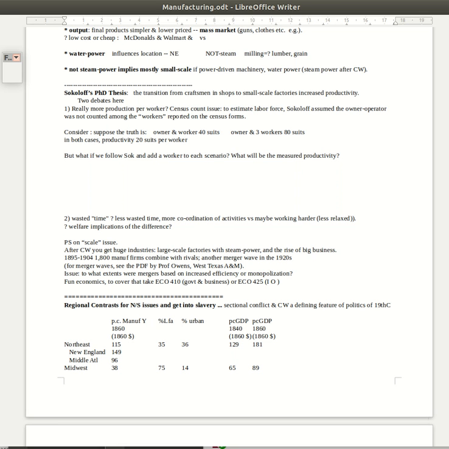Okay, so the question is, what happens if we follow Sokoloff and add a worker in each of those scenarios? What will we find as the measured productivity? Well, let's go ahead. Instead of owner and worker, we're going to add 1. We're going to have 3 workers, and we're going to have 5 workers and 40 suits and 80. So let's figure out productivity.